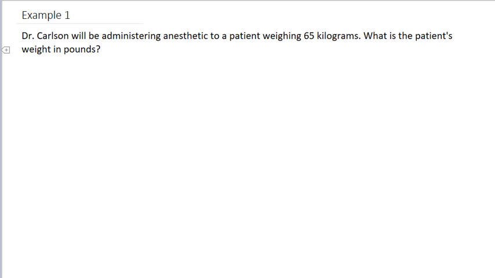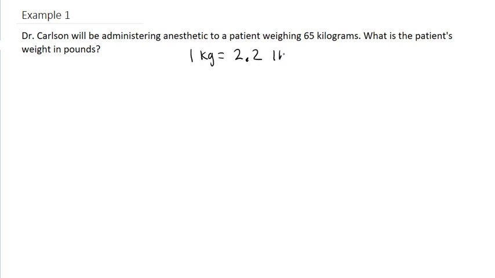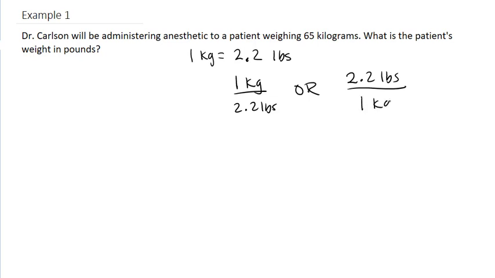Example 1. Dr. Carlson will be administering an anesthetic to a patient weighing 65 kilograms. What is the patient's weight in pounds? So we know that we have a conversion of 1 kilogram, which is equal to 2.2 pounds. And so we can use this conversion. Either we can put 1 kilogram over 2.2 pounds, or we can put 2.2 pounds, which is equal to 1 kilogram.